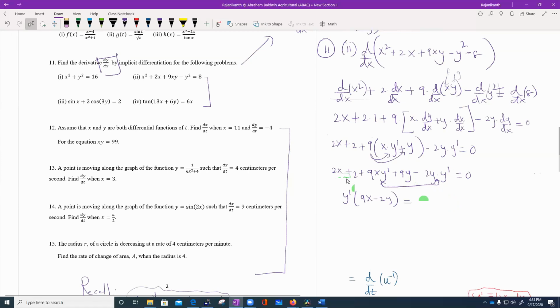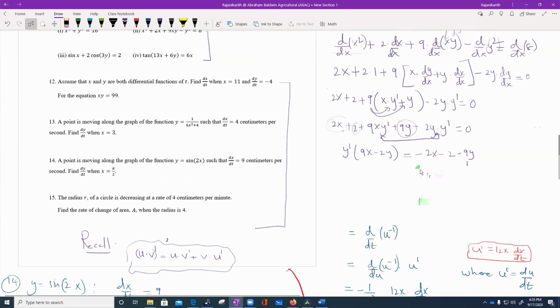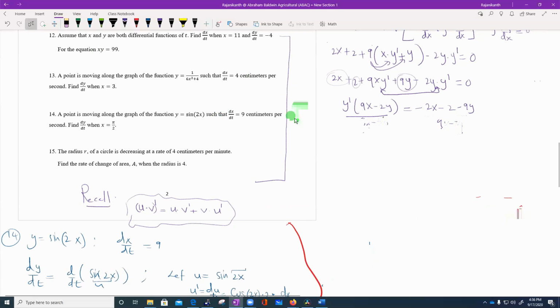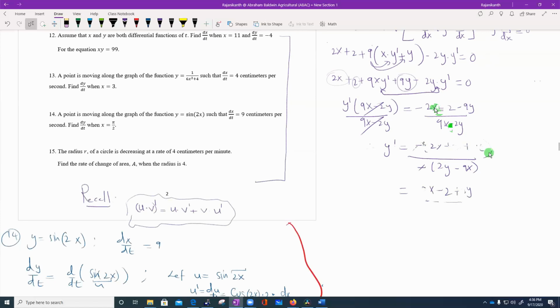Then I'm moving the rest of the terms to the right side of the equation. Simply I'm moving these three to the right side. So that means it's going to be negative 2x, negative 2, and then negative 9y. Remember I'm solving for y prime, so you need to divide both sides by 9x minus 2y. So then you will get y prime, dy over dx. These two will be cancelled. Therefore, y prime is, if you want, you could take the negative sign outside. So you could write 2x plus 2 plus 9y. And if you want, you could put one more negative sign in the denominator as well. Then cancel these two minus signs. So my answer is 2x plus 2 plus 9y over 2y minus 9x.